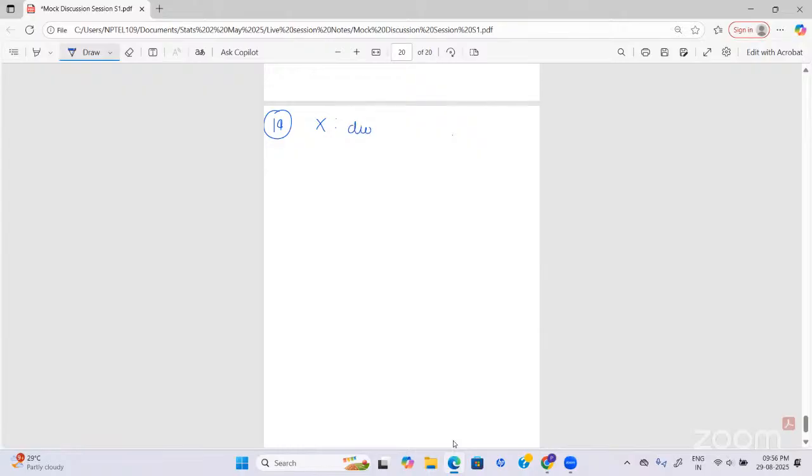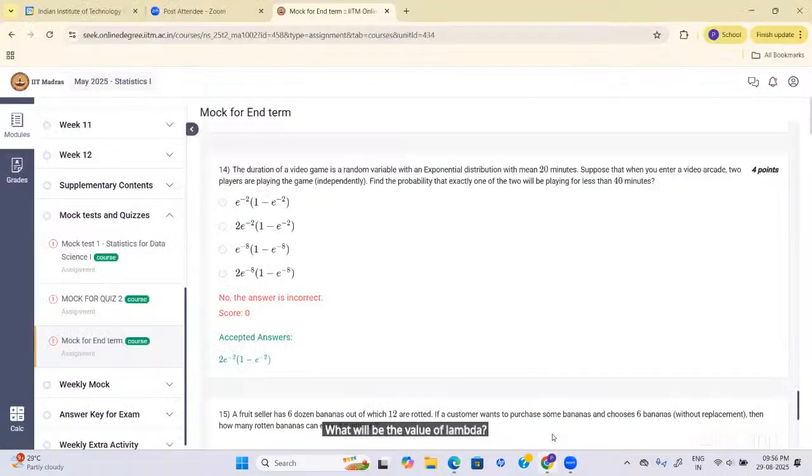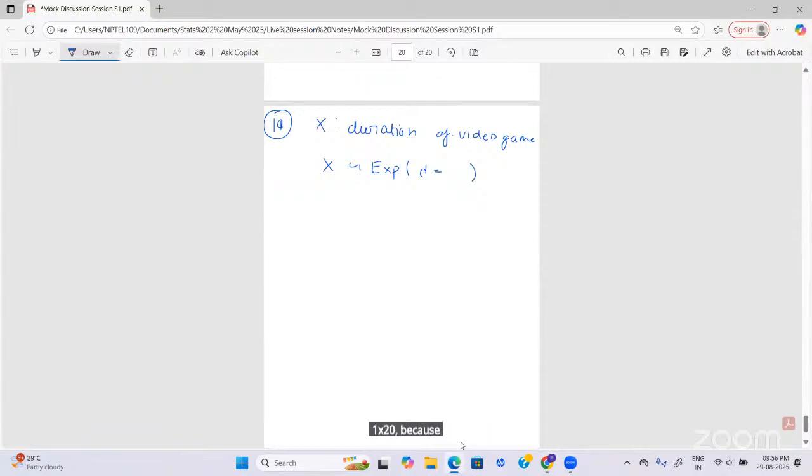X is representing the duration of a video game, and X is following an exponential distribution. What will be the value of lambda? 1 by 20. 1 by 20, because the mean is 20.